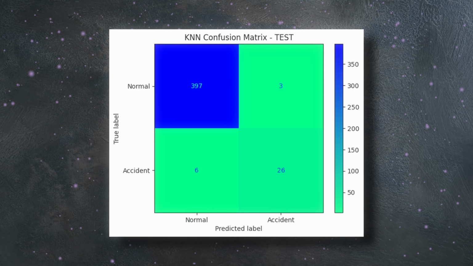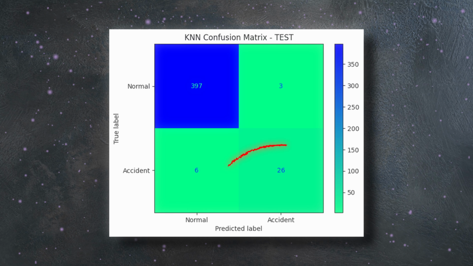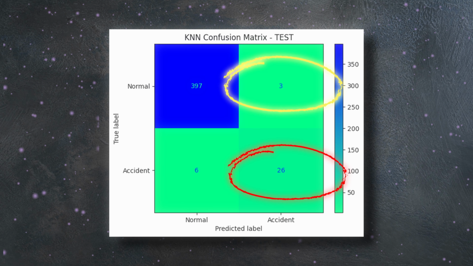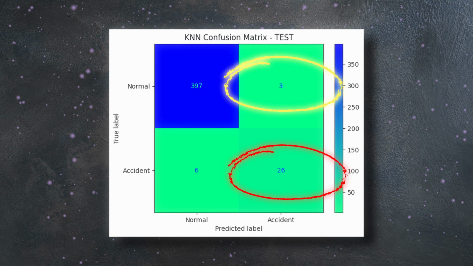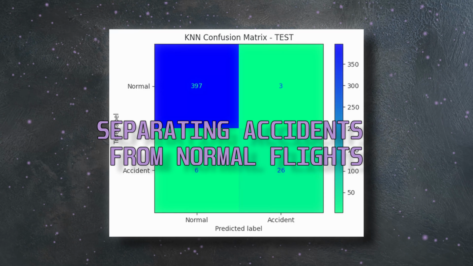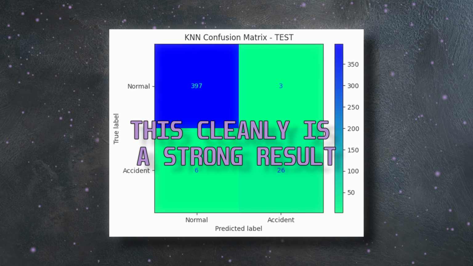Here are the results. On the unseen dataset, the model held up impressively. It caught 26 of the 32 accident flights, with just 3 false alarms out of 400 normal ones. For a simple distance-based model, separating accidents from normal flights this cleanly is a strong result.